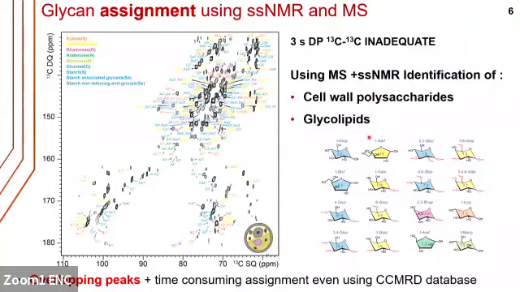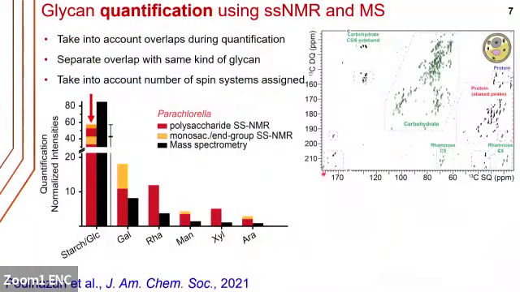And then using also mass spectrometry, we were able to assign different glycan linkages directly in the cell again, even if we had some overlapping peaks, of course. But after just assignment, which was already nice, we also wanted to have a quantification of different glycans directly in the cell. And this is the kind of quantification we had.